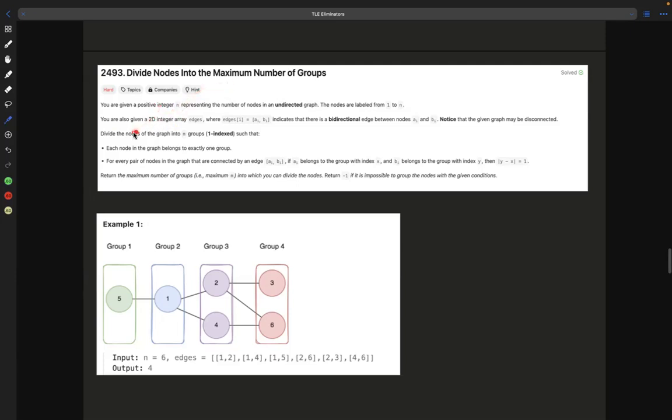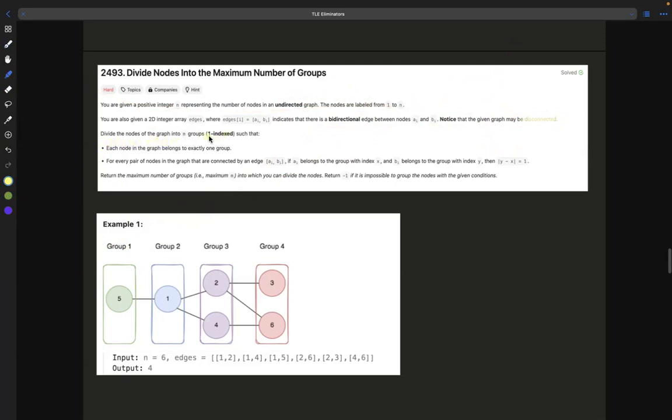What they have mentioned here is that you are given a 2D integer array edges where edges[i] is [ai, bi], where ai is our u and bi is our v. If there is an edge from u to v, and since this is an undirected graph, there is an edge from v to u also, which indicates a bidirectional edge between ai and bi. Now, what's the next thing? Notice that the given graph may be disconnected. This is an important thing, because many people will miss it.